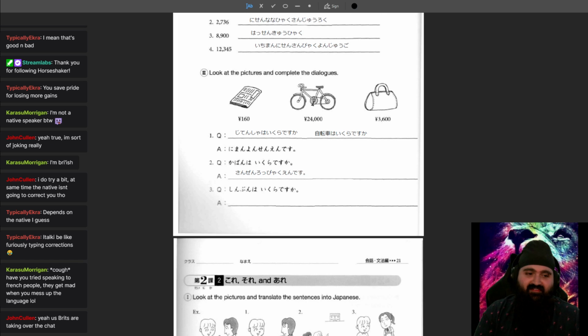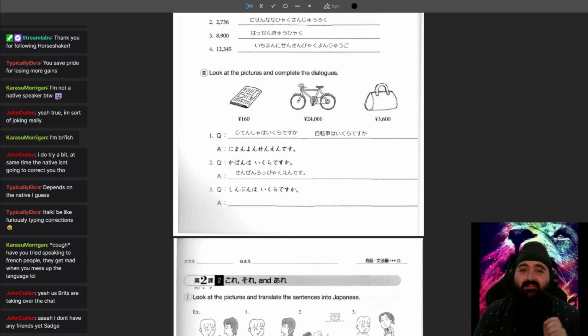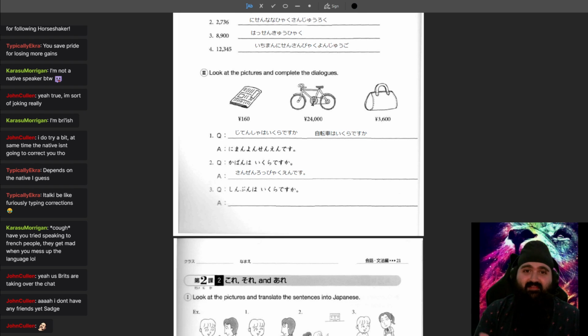italki, be furiously typing corrections. Yeah, and HelloTalk will also type corrections. And that's beautiful, that's great. But they won't be mad at you. Typing corrections is trying to help you because that's the premise of the app, right? They're not just trying to be jerks and correct you at every word.